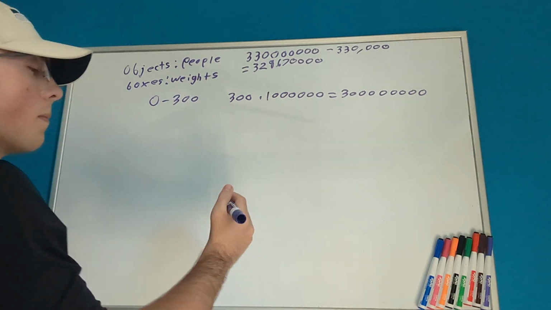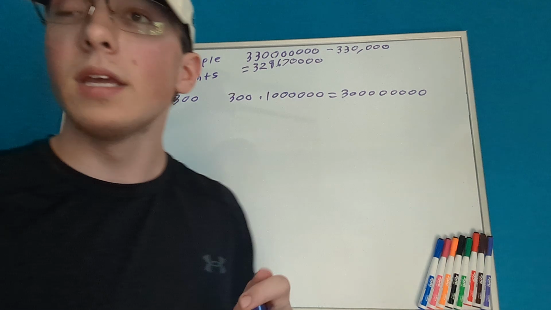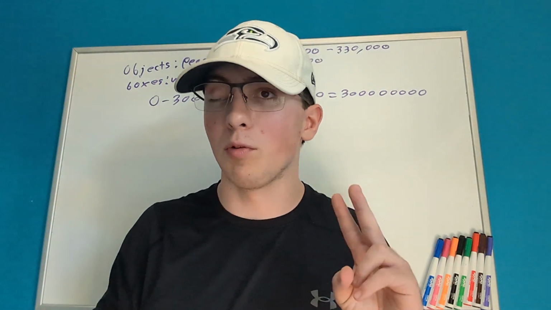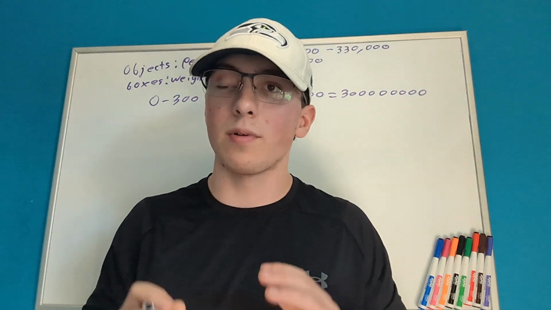So now we can say through the pigeonhole property that we can guarantee that there will be 2 people in the US who have the same weight rounded to the nearest millionth.